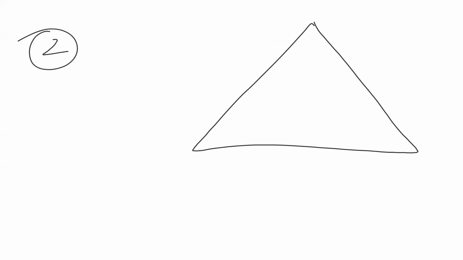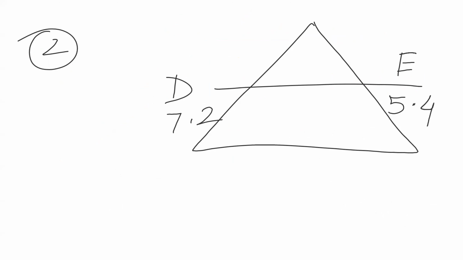Sir, we have one more by converse of basic proportionality theorem. No, why by converse? Using direct, no. Last question. Okay, fine. So here it is what? 7.2. It is what? 5.4. It is 1.8. Again, DE is parallel to BC.